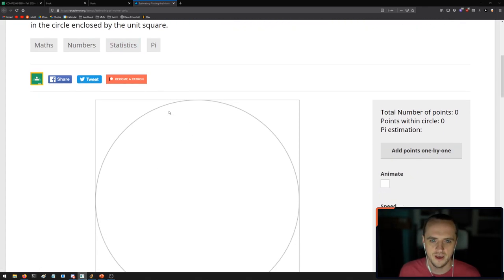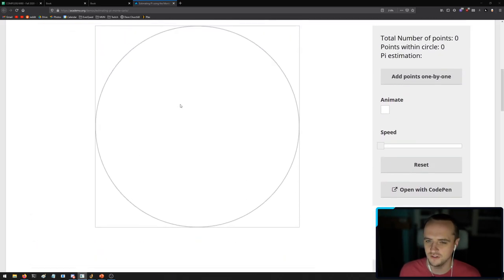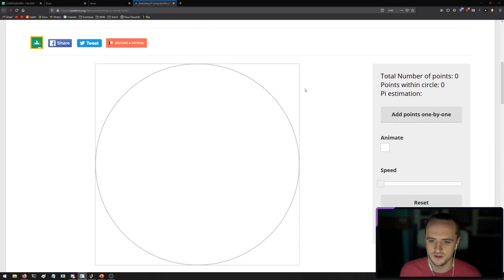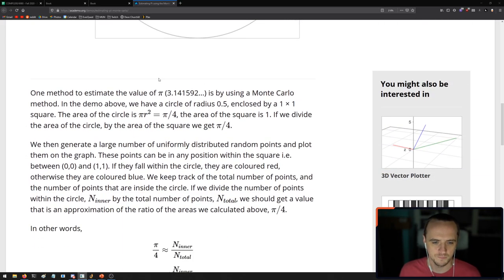So here we have a website, and that website is going to show us how we can estimate the value of pi using Monte Carlo sampling. You can read this website or go to it if you want. But essentially, what happens is, let me read what it says here. One method to estimate the value of pi is by using a Monte Carlo method.